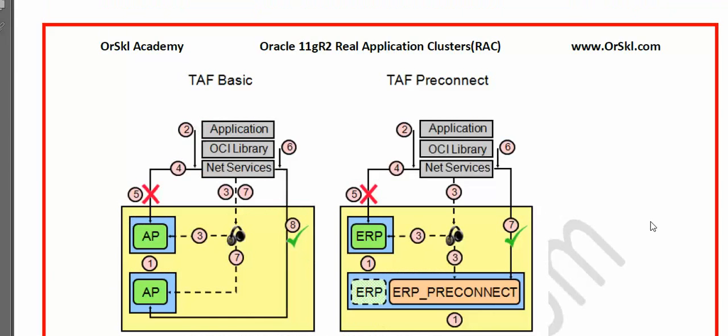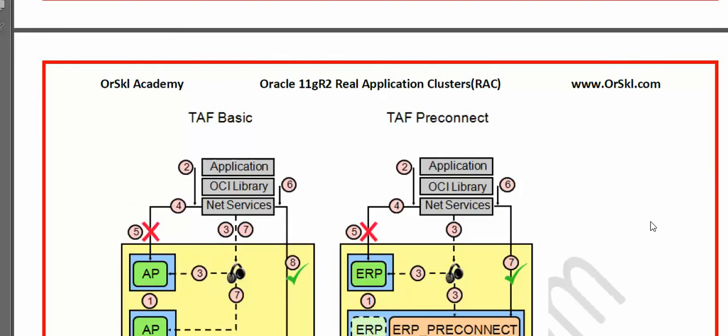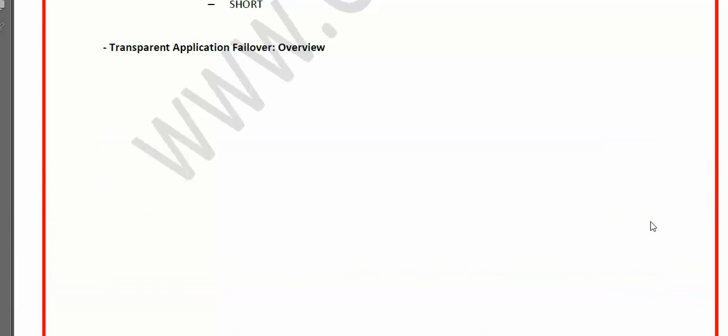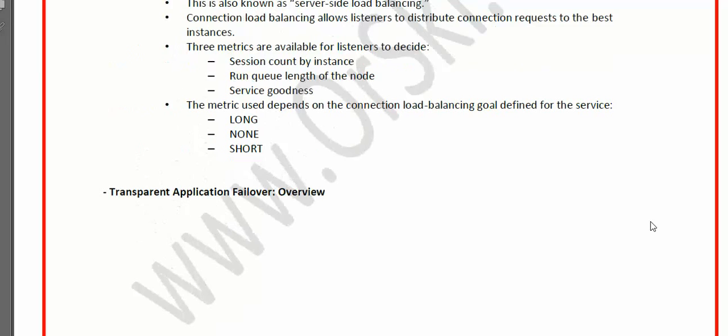So I hope this particular example has given you a very good insight into how FAN, that is fast application notification, will actually work in case of any failover situations that you see in reality.